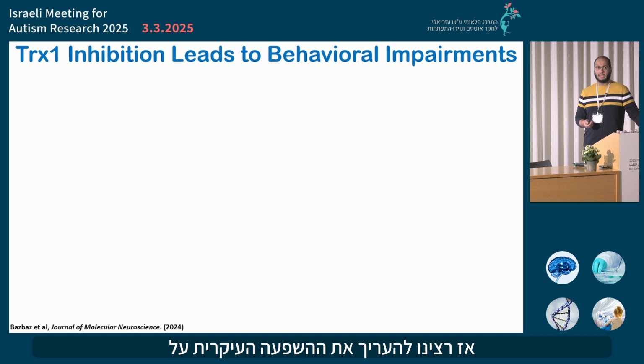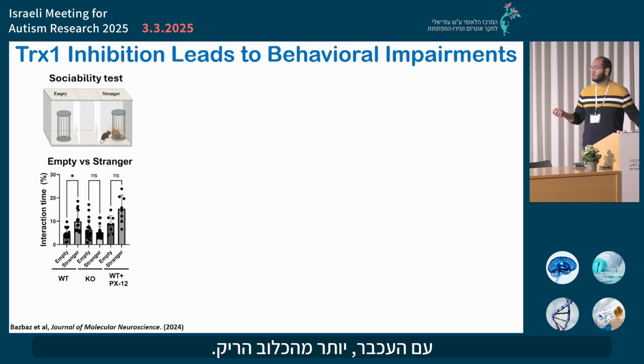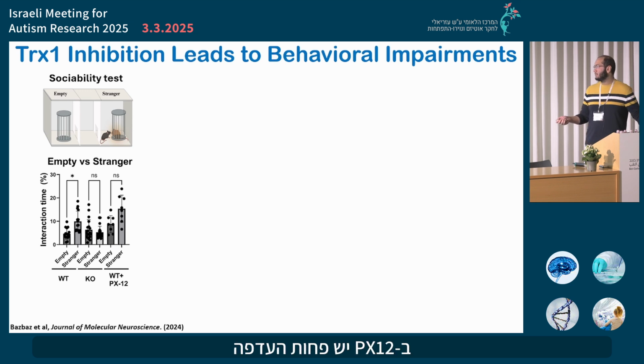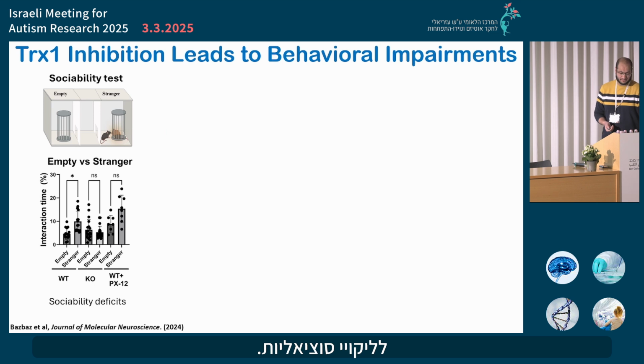Then we wanted to assess the effect on the main phenotype of autism, which is the behavior. First, we conducted the three-chamber sociability test. In this test, the wild-type mice preferred to interact more with the mouse than the empty cage. However, the knockout mouse model of autism has no preference for the stranger mouse or the empty cage. And surprisingly, the wild-type mice treated with PX12 have less preference for the social stimulus, the mouse, indicating that TRX1 inhibition leads to sociability deficits.